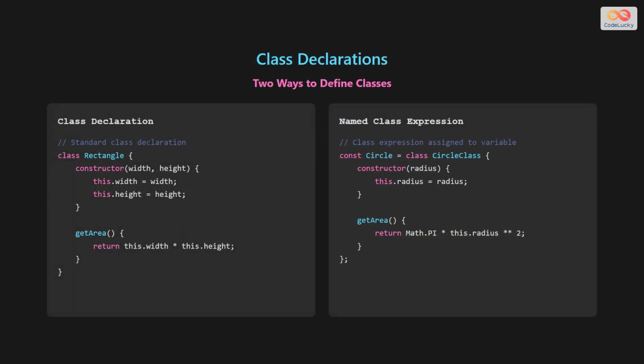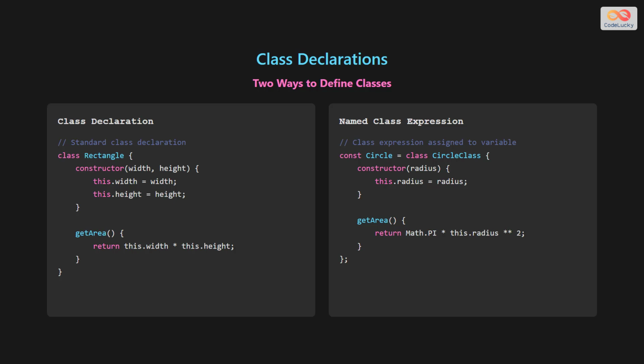Classes in JavaScript can be declared in two primary ways. The first way is called class declaration, which involves using the class keyword followed by the name of the class, such as Rectangle here. Inside the class, you can have a constructor which takes in width and height, and a getArea method which returns the area of the rectangle.